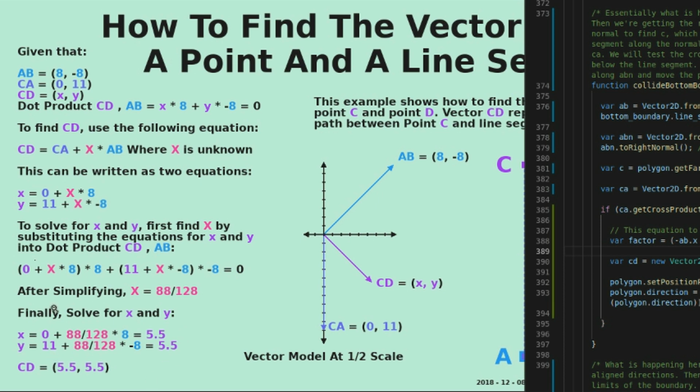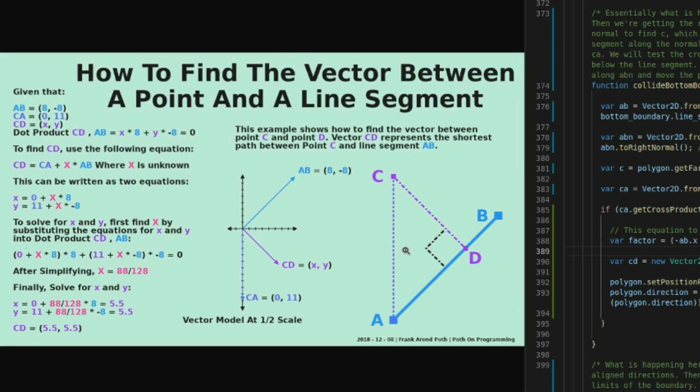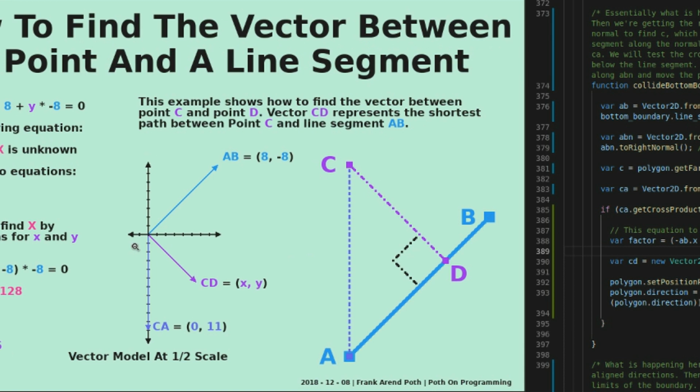Same thing for Y. We do 11 plus 88 divided by 128 times -8, which is AB.Y for this equation right here, equals 5.5. And we can verify that because we know just by looking at it, we can count out 1, 2, 3, 4, 5.5, and that's what we get.